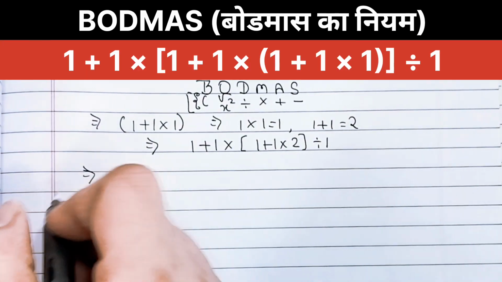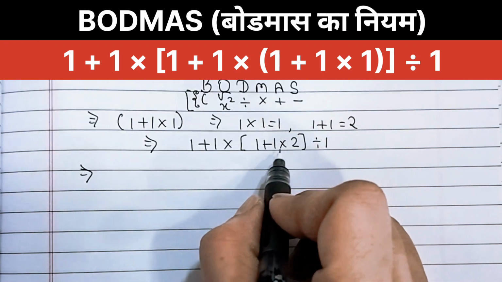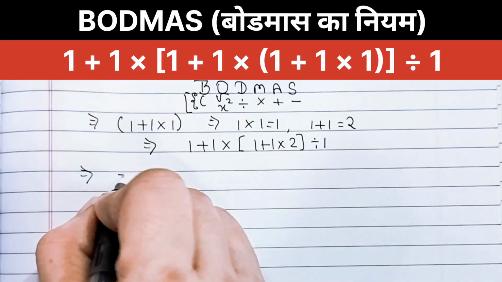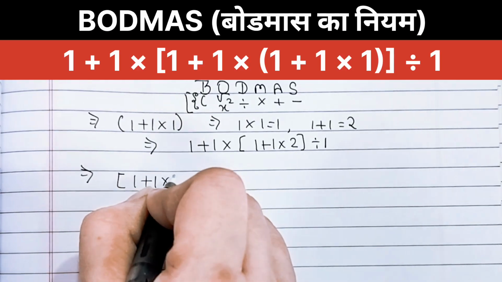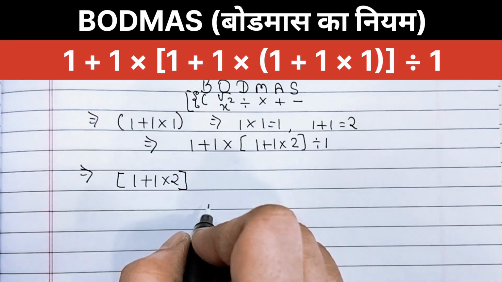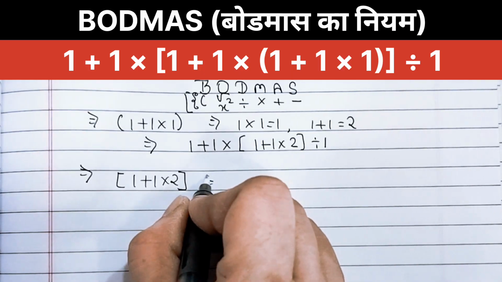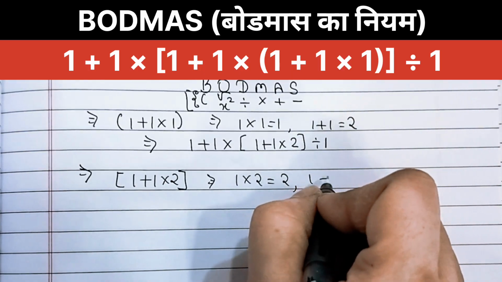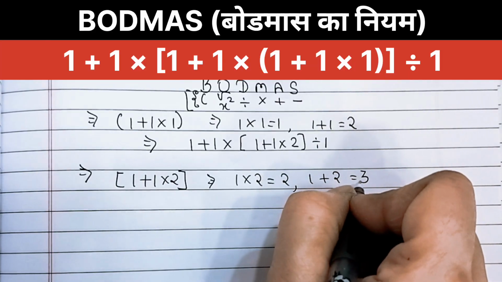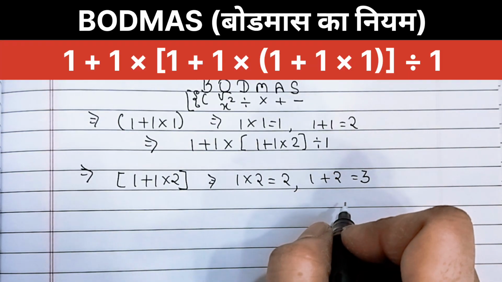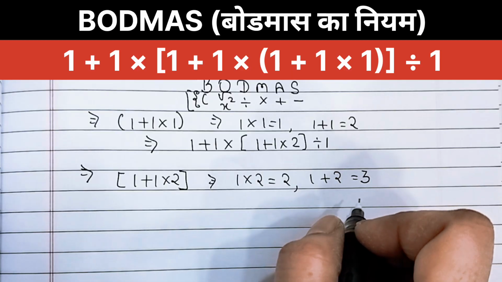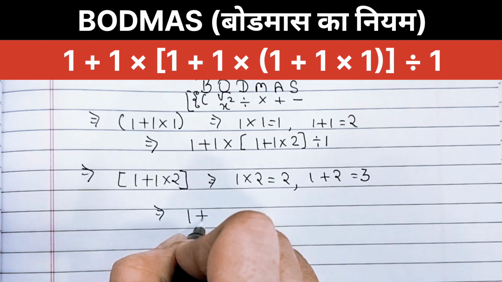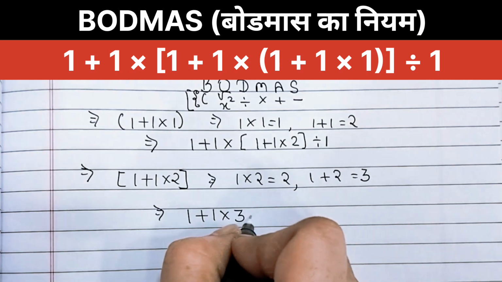Now step 2. Solve the outer brackets, square brackets. As you can see, now we resolve the content of the square brackets. First, 1 plus 1 multiplied by 2. Again, we follow the priority of multiplication over addition. First, we multiply the digits 1 multiplied by 2 equals 2. And after that we add the digits 1 plus 2 equals 3. According to this step, we must clear all the levels of brackets before moving to the operations outside of them. Now the resulting expression becomes 1 plus 1 multiplied by 3 divided by 1.